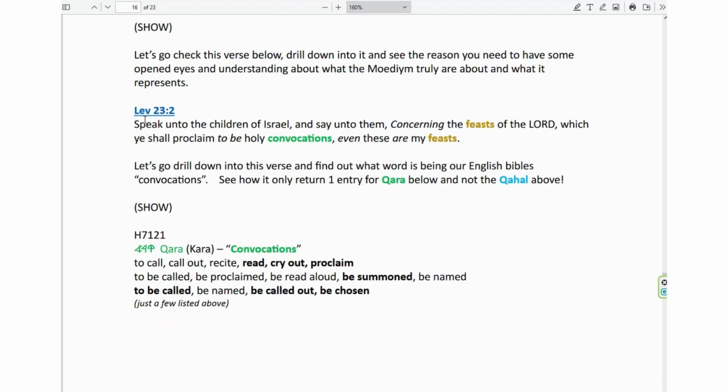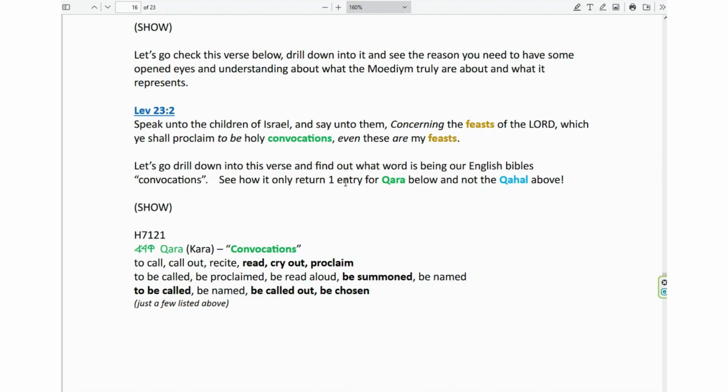So when you go to Leviticus 23:2, it says, Speak unto the children of Yasharel, and say unto them, concerning the feasts of Yahuwah, which ye shall proclaim to be holy convocations, even these are my feasts. Pay attention to the color coding. Let's go drill down into this verse and find out what word is being translated in our English Bibles as convocations.